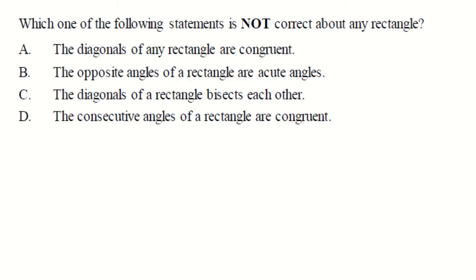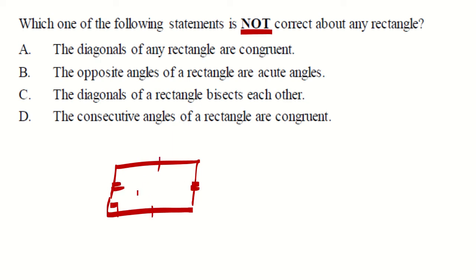Okay, the next question. Which one of the following statements is not correct about rectangle? Rectangle means a four-sided figure. Each of the angles is 90, opposite sides are parallel and congruent, and diagonals are equal. The diagonals of rectangle are congruent, true. The opposite angles of rectangle are acute angles. Opposite angles are not acute angles, they are right angles. This is not correct. The diagonals of rectangle bisect each other, true. The consecutive angles of rectangle are congruent because each of them is 90. So consecutive angles are congruent, true. So the answer will be B.